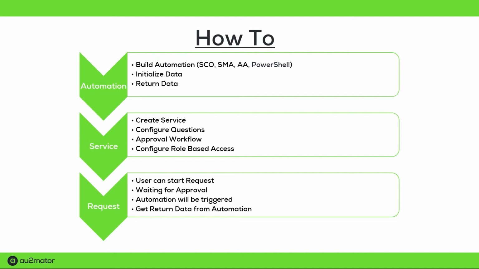And then au2mator comes into place. You have your automation, then you create a service, a form in the au2mator portal, link it to your automation, and then you configure your questions and an optional approval workflow if it's needed for the process. Each service can be configured with role-based access, so you decide who has access to the form, to the service.